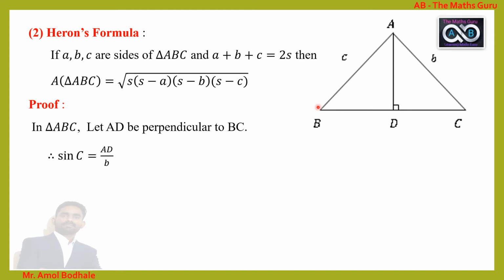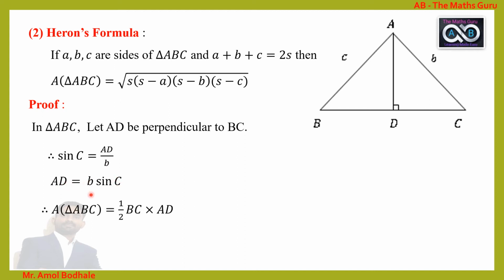So by sine rule we can consider either triangle ADB or ADC. So if we consider sine of C, it will be opposite upon hypotenuse. So sine C equal to AD upon b. So we get the value of AD, that is b into sine C.